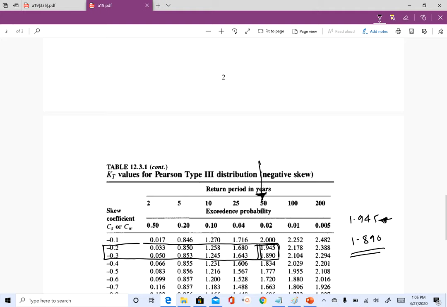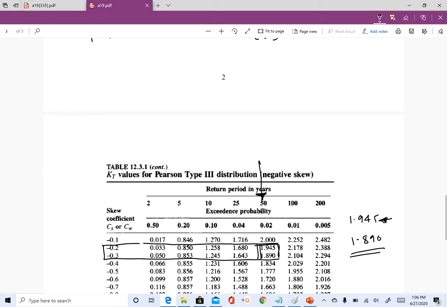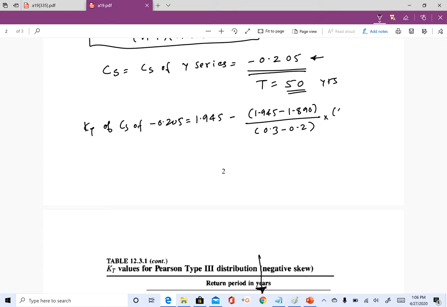So KT for CS of minus 0.205: starting from 1.945, the value for 0.2, I'm linearly interpolating, so 1.945 minus 1.890, divided by 0.3 minus 0.2, and then multiplied by 0.205 minus 0.2. Once you do that, the value that I got was 1.942. We will use three decimals, so depending on how many decimals you use, the answer may be slightly different.